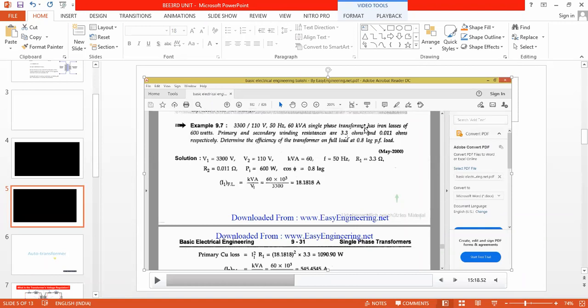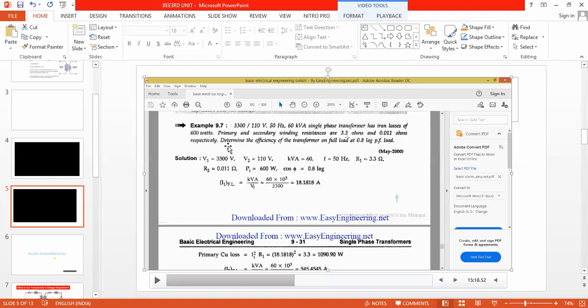Single phase transformer, what is the name they have mentioned in the problem? Anyone read out? Iron loss. Just now we stated that iron loss, constant loss, core loss or magnetic loss are all the same losses. Iron loss of 600 watts. Watt is a unit of power. So I am writing Pi or Wi is equal to 600 watts. Primary and secondary winding resistances are 3.3 and 0.0 respectively. So for primary and secondary windings, I1 square R1 and R2 they have given.